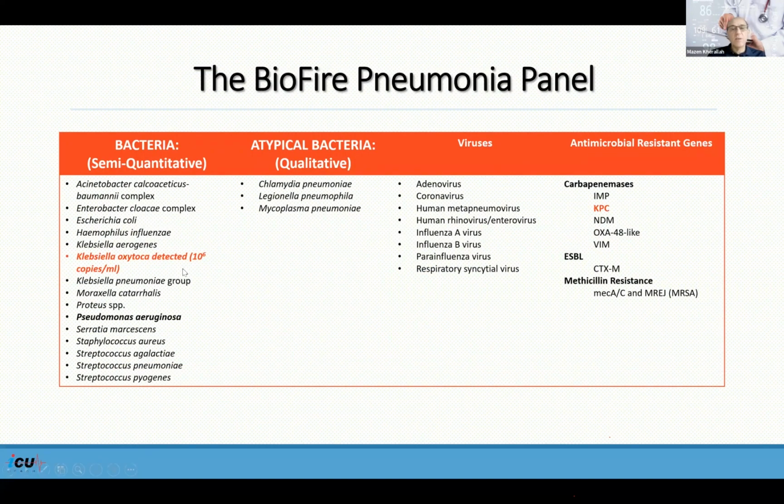And this is what you see on the panel. It was Klebsiella oxytoca, and we had 10 to 6 copies detected, and this is on the BAL. And the antimicrobial resistance gene that was positive was KPC here. As you see, this is carbapenemase.